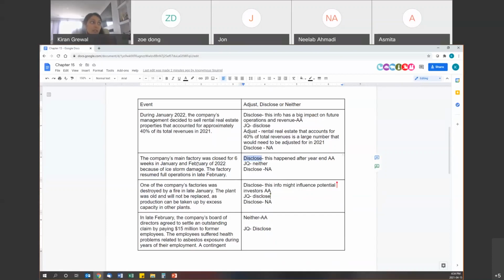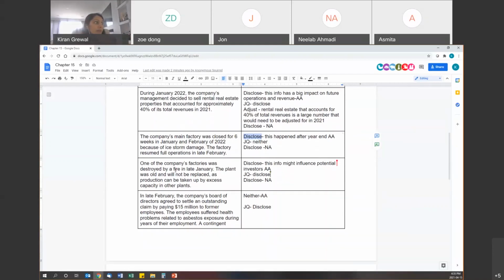But we would want to tell the users that, because the users look at the 2021 financial statements and they project or foresee what's going to happen in 2022. So if there are things that are going to happen in 2022 that will definitely change the financial statements a lot, that's something the user should know about.